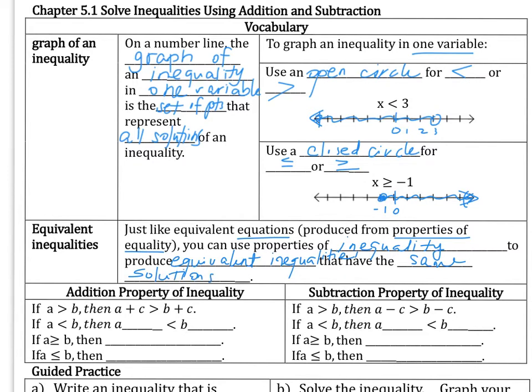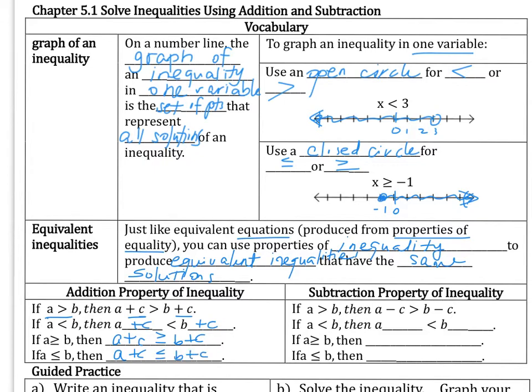So here I'm going to show you the addition property of inequality. If A is greater than B, then A plus C is greater than B plus C. If A is less than B, then A plus C is also less than B plus C. And this also applies to the greater than or equal and less than or equal signs. So I'm going to write this in: A plus C greater than or equal to B plus C, and A plus C is less than or equal to B plus C.